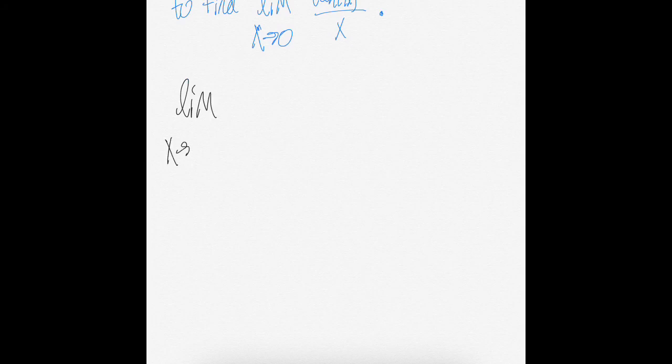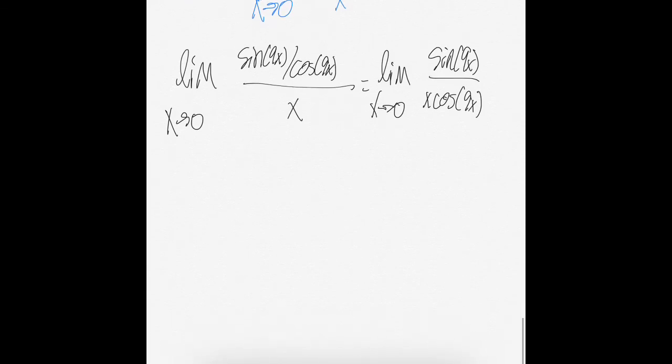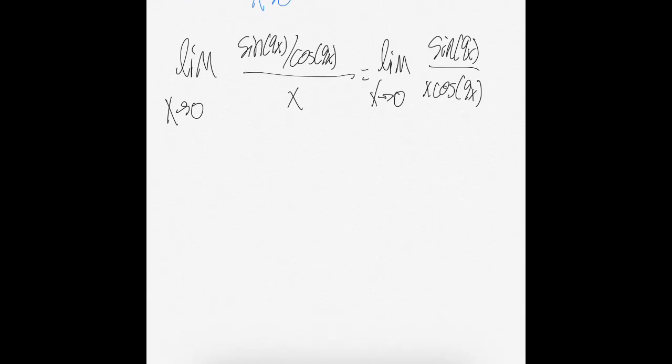Well, I can rewrite this. I can rewrite tangent as just sine over cosine, right? So this is sine of 9x over cosine of 9x all over x. And I can bring that cosine down to the denominator. The limit as x approaches 0 of sine of 9x over x cosine 9x. Okay, so this seems like a pretty good start.